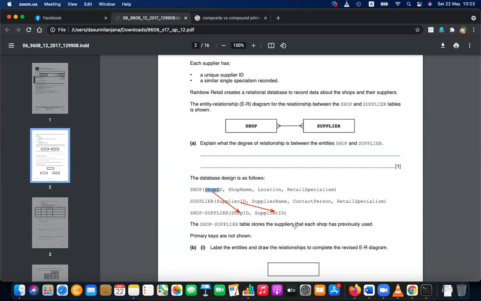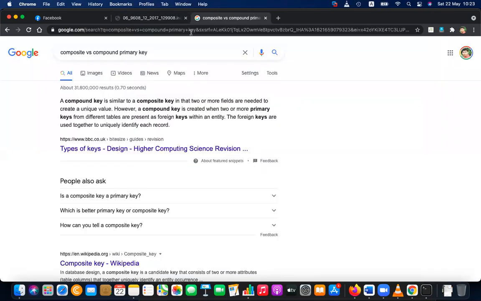If you want, just take a screenshot of this one. I'm not going to explain further, because it will again take more time. This explanation is good. Compound is similar to composite. However, a compound key is created when two or more primary keys from different tables are present as foreign keys in the entity. Foreign keys are used together to create the unique identifier. That is the compound key. Compound is also a composite.